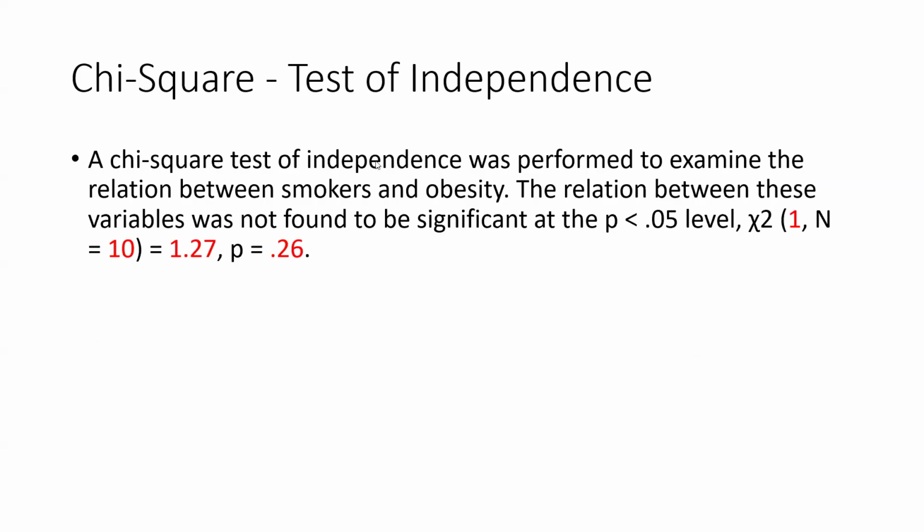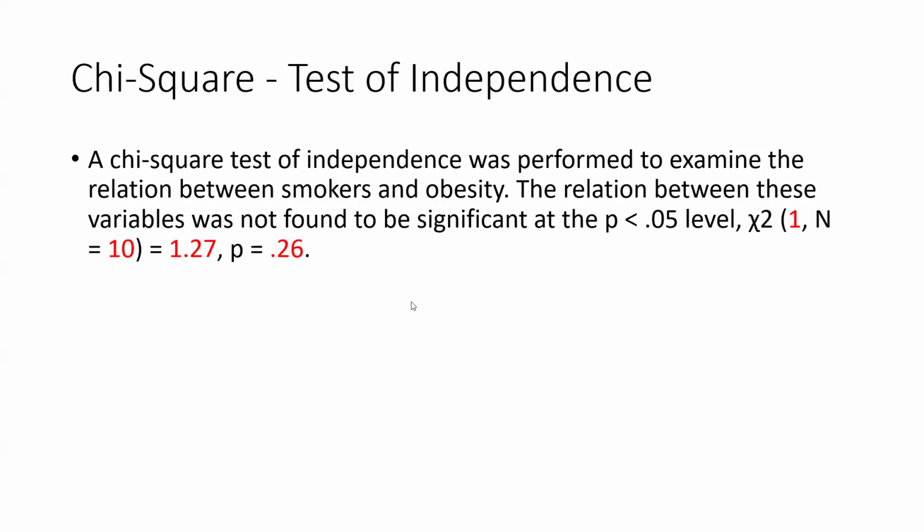So this is how we would write our findings. A chi-square test of independence was performed to examine the relation between smokers and obesity. The relation between these variables was not found to be significant. Remember, because our p-value is greater than our alpha value, it was not found to be significant at the p less than 0.05 level. X squared, open parens, 1, where 1 is our degrees of freedom. N equals 10 because there were 10 unique observations that were then split between those categories, the row categories and the column categories.